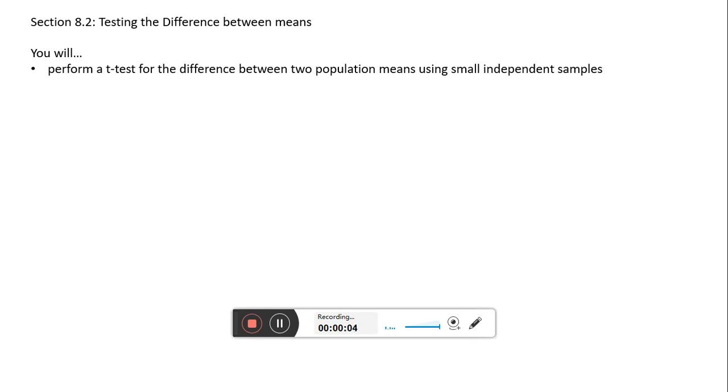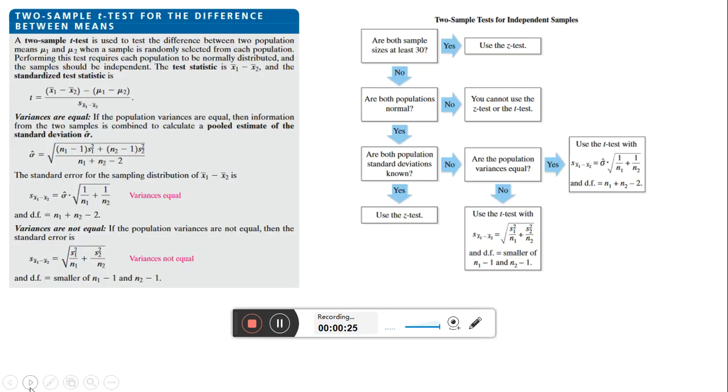We're here talking about section 8.2, testing the difference between the means. Instead of performing a z-test, we will be performing a t-test between the two population means because they are small independent samples. And we'll talk about that some more here in the notes.